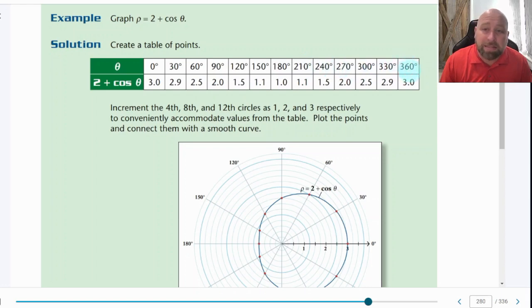And they did 360. I can't believe they did that. But anyways, they got the same value for 360 as they did for 0. It's because it's a circle. That's what's going to happen.